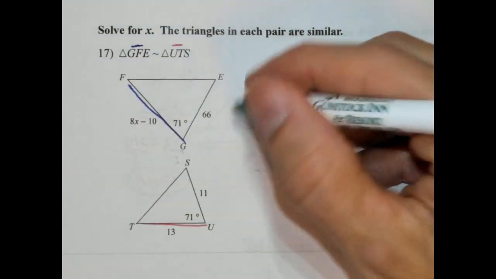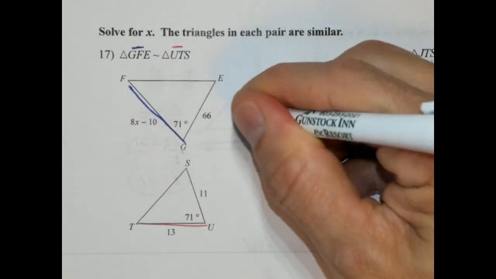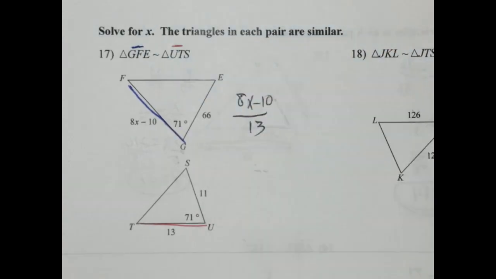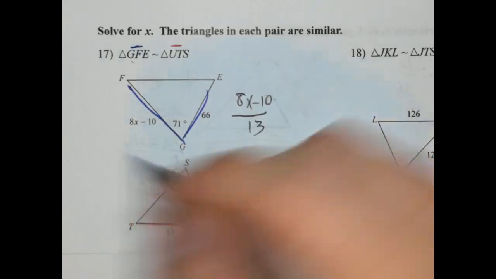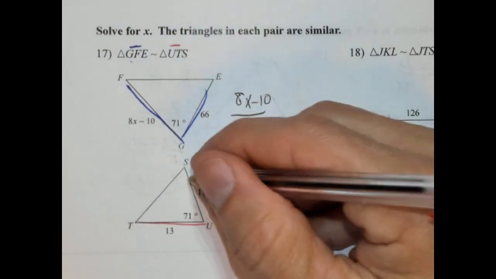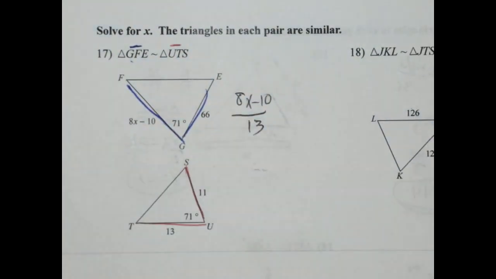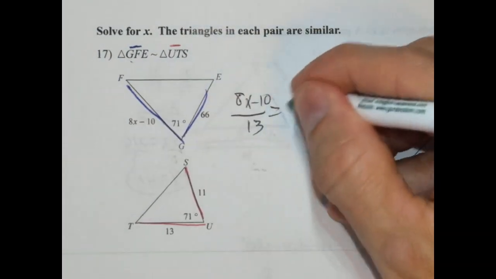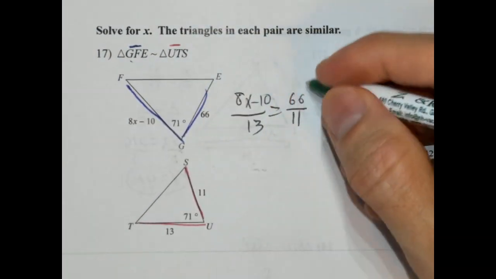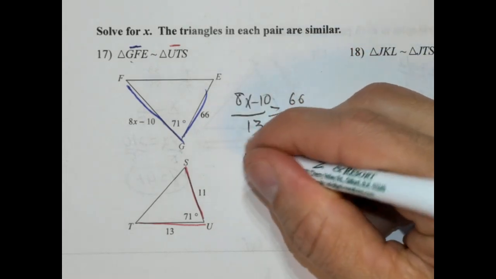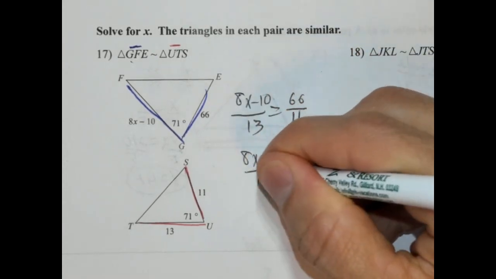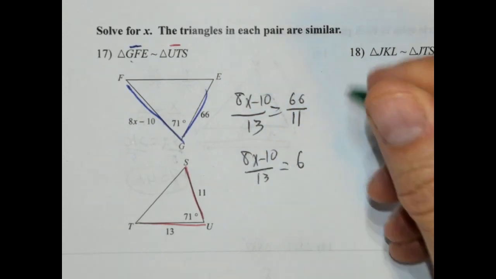So we're going to have 8x minus 10 over 13. And then GE, which is the first and last. US, yeah, first and last. So 66 over 11. They're both divisible by 11. This actually just equals 6. So 8x minus 10 over 13 equals 6.